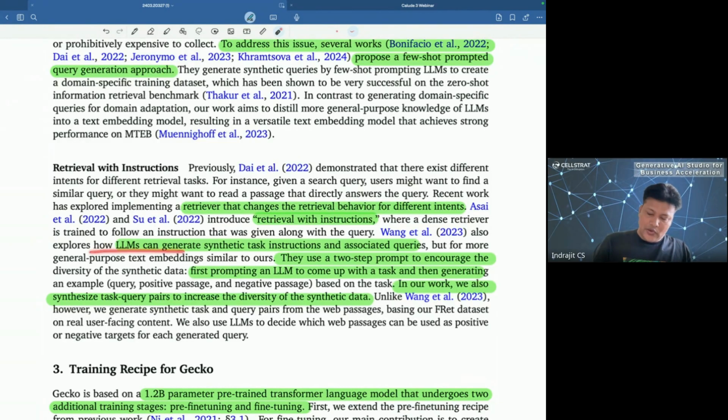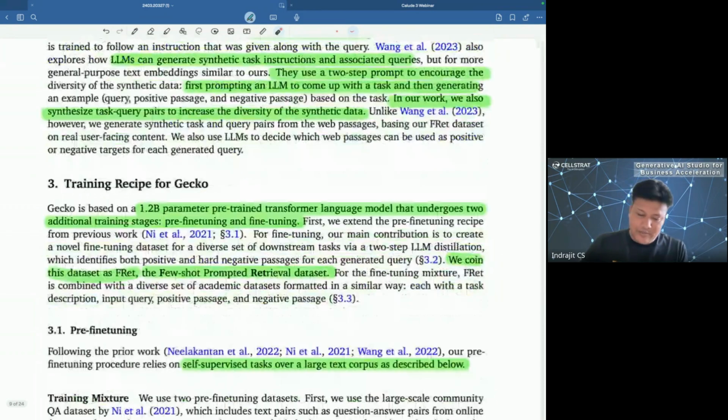It also explores how LLMs can generate synthetic task instructions and associated queries, but for more general-purpose text embedding similar to ours. They use a two-step prompt to encourage the diversity of the synthetic data. So it is also an art, like how you use these LLMs and write the right prompts to get relevant data, to get this dataset prepared for building your embedding model.